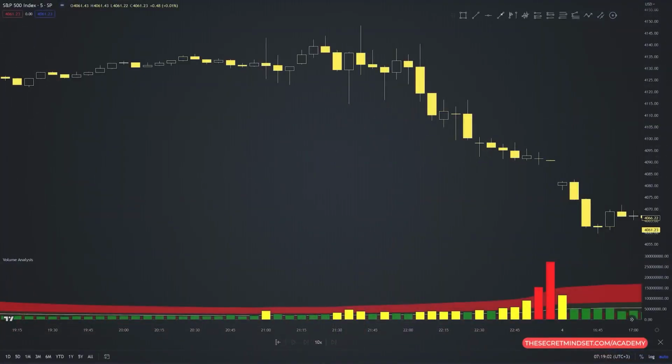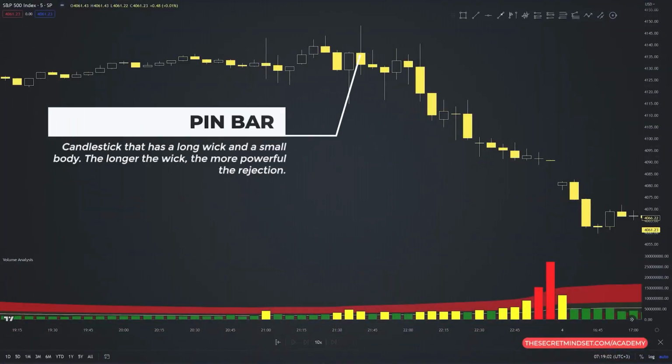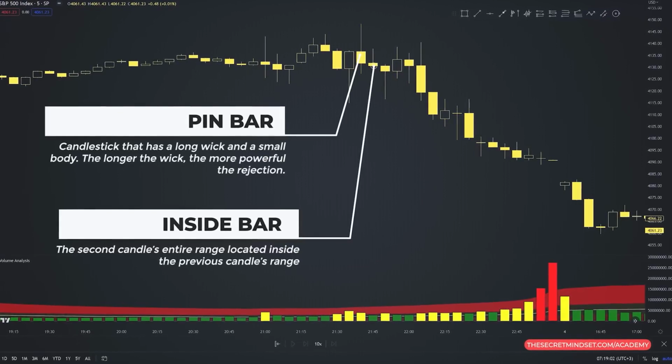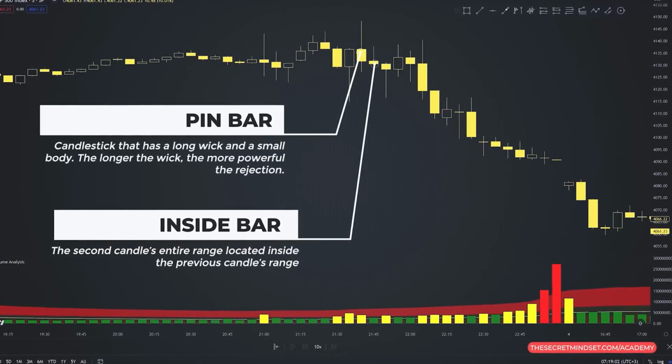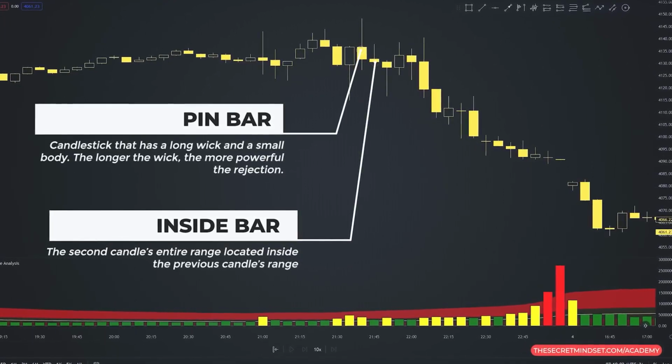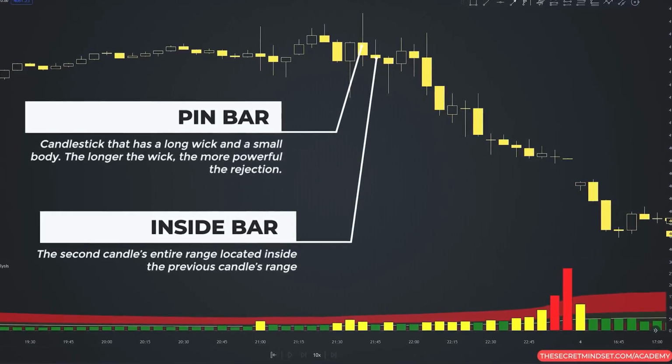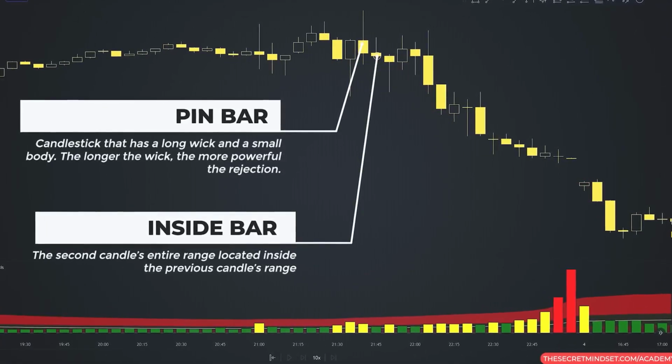The pin bar inside bar is my go-to entry trigger. A pin bar is a candlestick that has a long wick and a small body. The longer the wick, the more powerful the rejection. The inside bar is a two-candle formation with the second candle's entire range located inside the previous candle's range. So the high and low of the second candle must completely fit within the range of the previous candle.